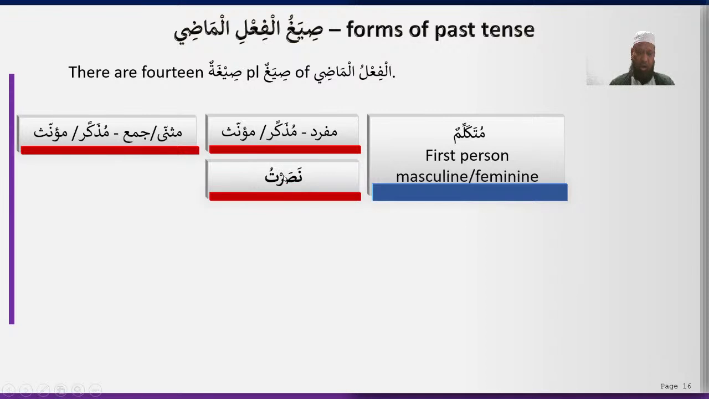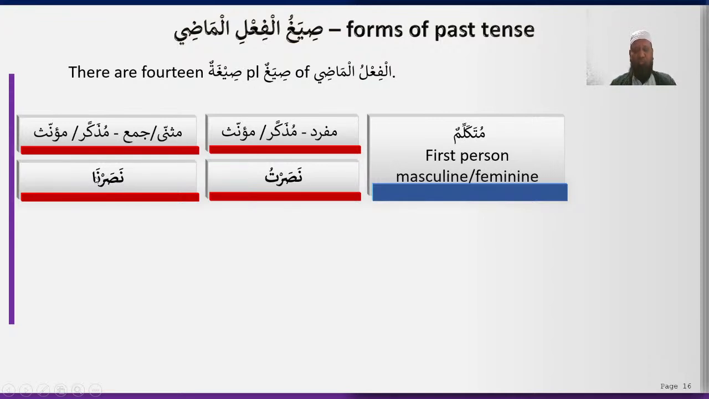فالماضي مبني على السكون لاتصاله بتاء الفاعل. نصرنا، جمع مثنى مذكر مؤنث، مبني على السكون لاتصاله بناء الفاعلين. So over here we say na al-fa'ilin.